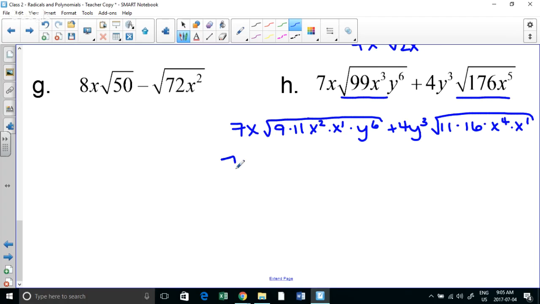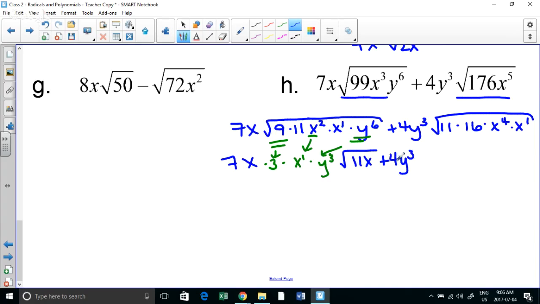We're just going to recopy our coefficients, and now we're going to see what we can take out. The square root of 9 is 3. The x squared comes out as x, and we divide by 2, which gives me 1. The y to the 6 becomes y to the 3. We're left with 11 and x under the root.